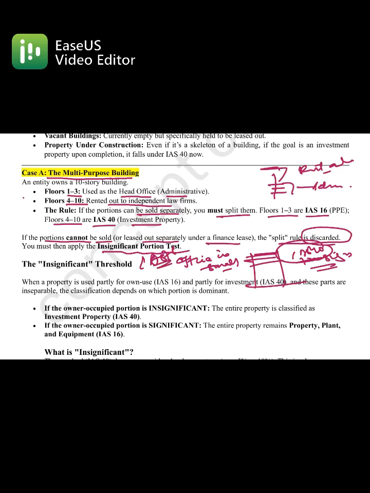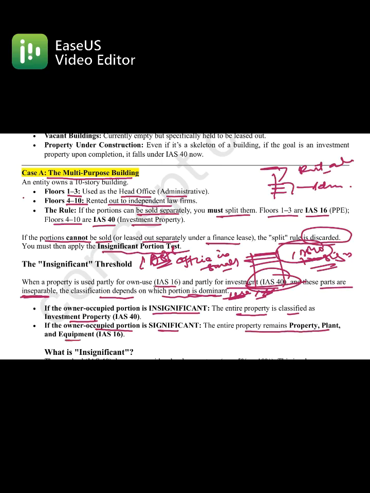When a property is used partly for IAS 16 and partly as investment property, and these parts are inseparable, you cannot split them. So classification depends on which portion is dominant. If the owner-use is dominant, then IAS 16. Otherwise, you have to apply investment property. So if the owner-occupied portion is insignificant, the entire property is classified as investment property. Now, if the owner-occupied portion is significant, then the entire property remains property, plant, and equipment.